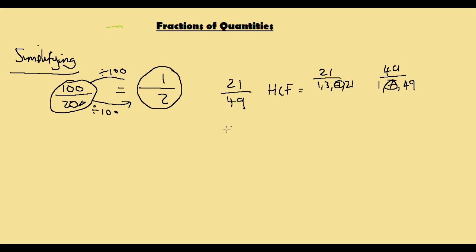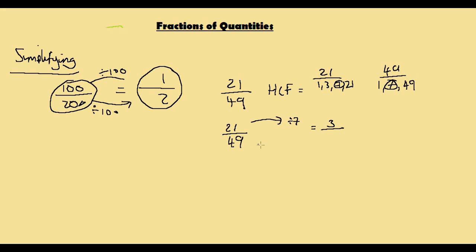Okay, so when we divide by 7 at the top, 21 divided by 7 equals 3, and dividing by 7 at the bottom, 49 divided by 7 equals 7. So 21 over 49 simplifies to 3 over 7.